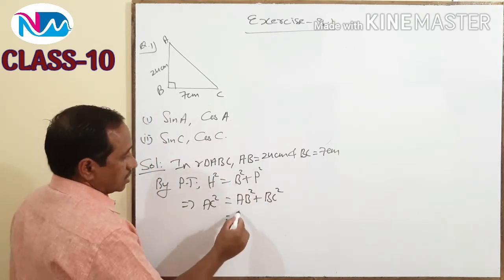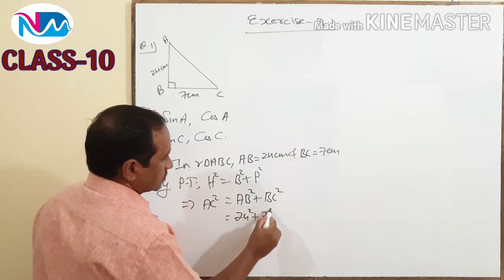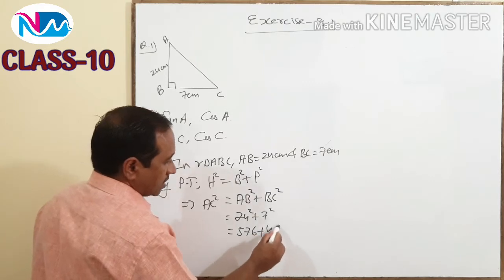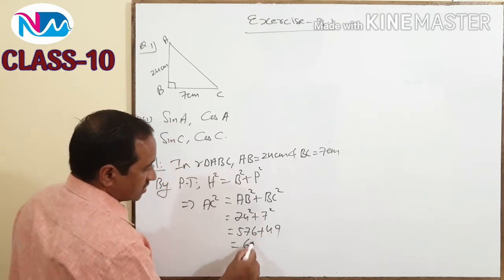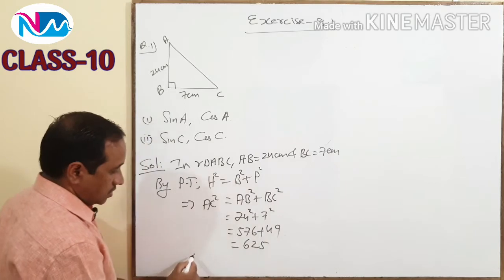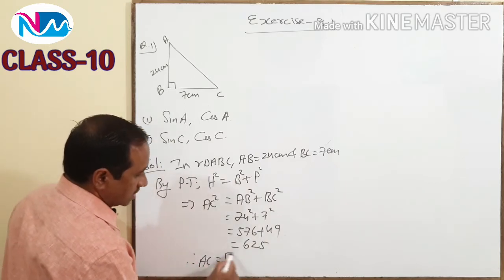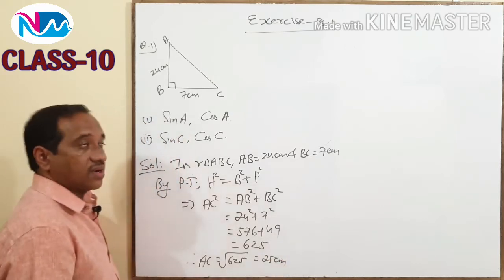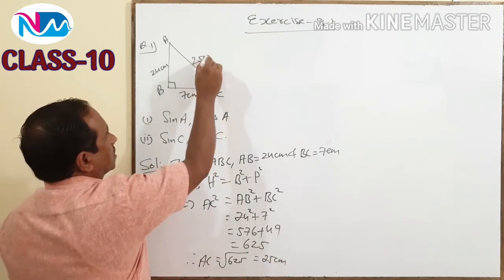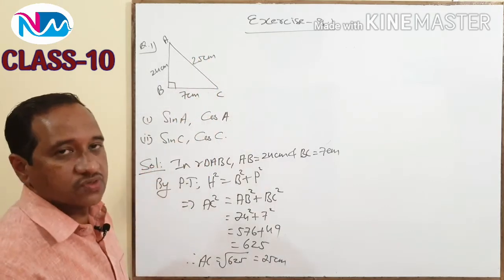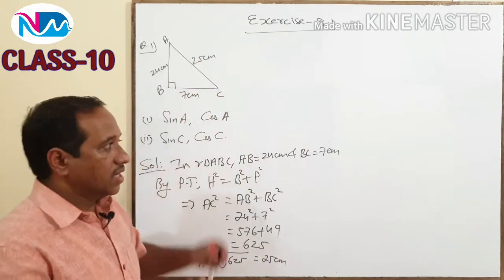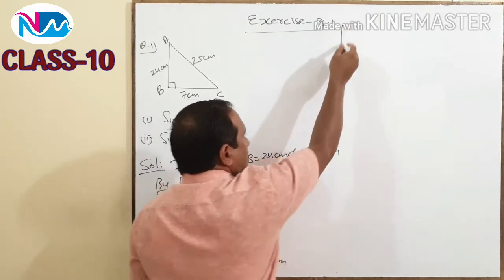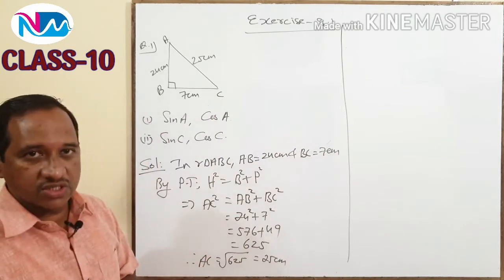That is equal to 24 square plus 7 square, 24 square 576 plus 7 square 49, which is equal to 625. Therefore, AC is equal to root of 625, which is 25 centimeter. So we are getting the length of the hypotenuse AC. So here we have all the three sides of the right angle triangle ABC. Now we will find out the respective trigonometric ratio required.